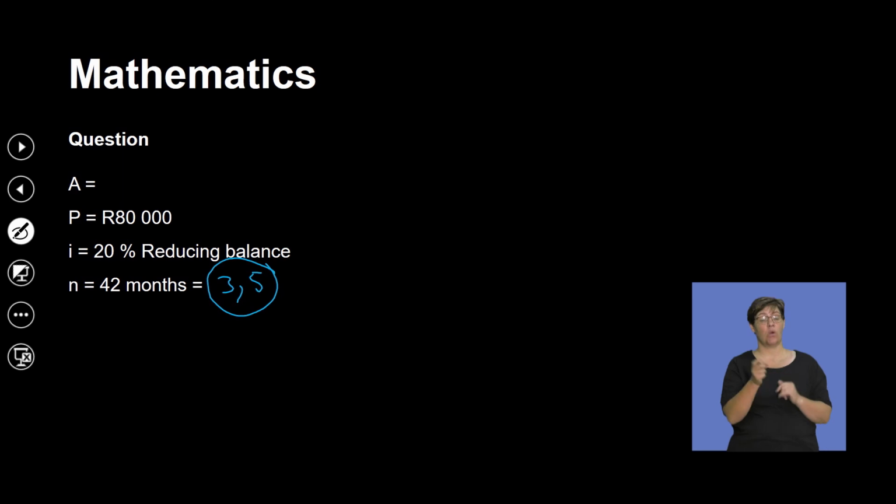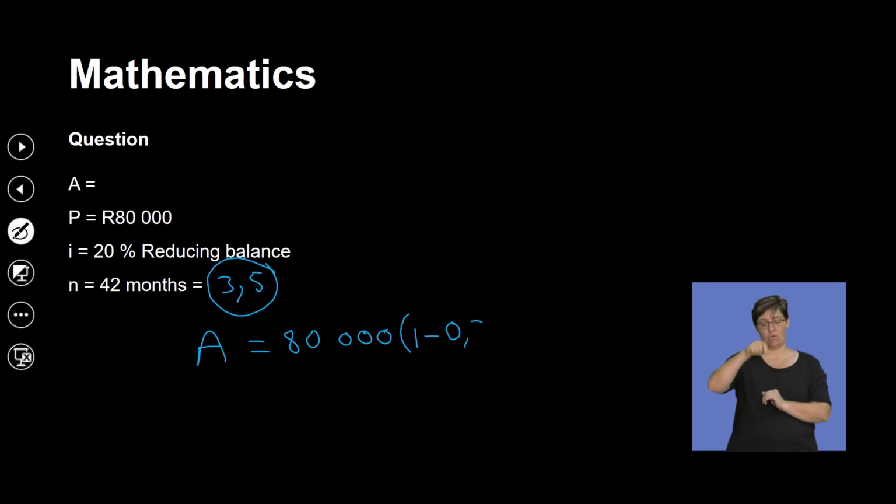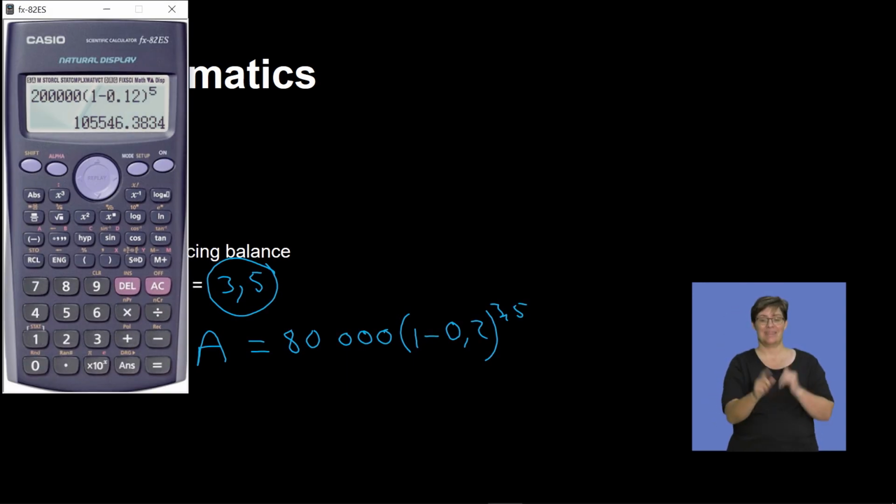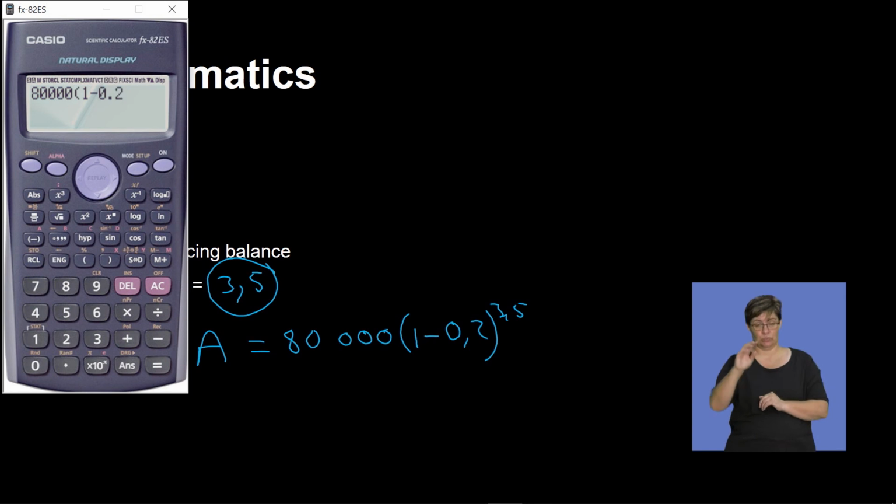I just thought that's one of the things that is interesting we normally hear people say. Now, what we're trying to do is to find A as well, and this will be equal to 80,000 into 1 minus my interest, which is 0,2, to the exponent of 3,5. Remember, please, you do not use the months here, you use the comma 5. So this is going to be 80,000 into 1 minus 0,2 to the exponent of 3,5.